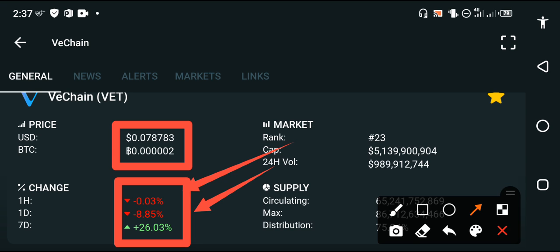in the upcoming one hour or 2 hours, the price change of the Vechain will become positive. Why? Because it is the ending of a month. In the ending of a month, a lot of cryptocurrencies' price changes become positive. Same like that, the Vechain price will also become positive.